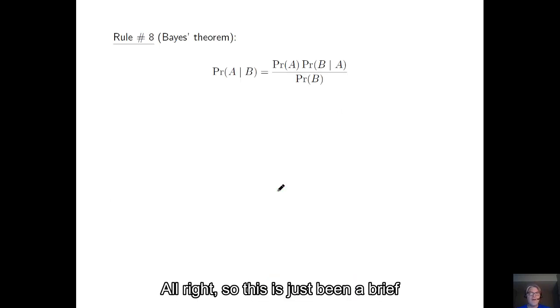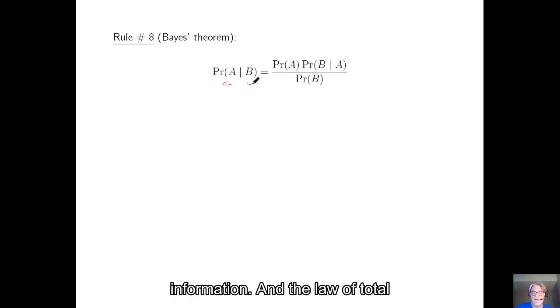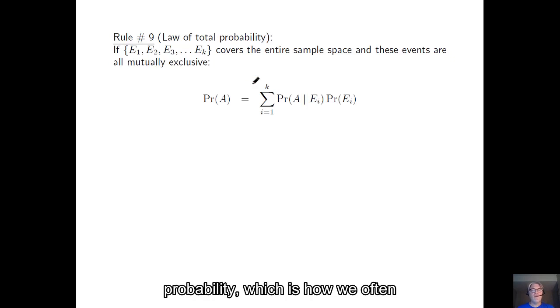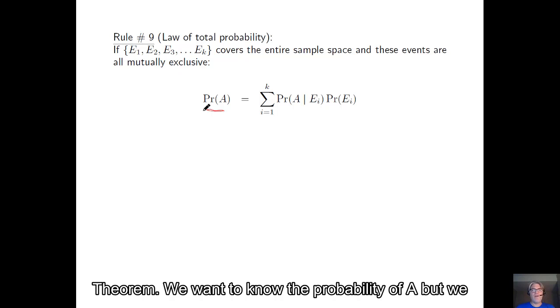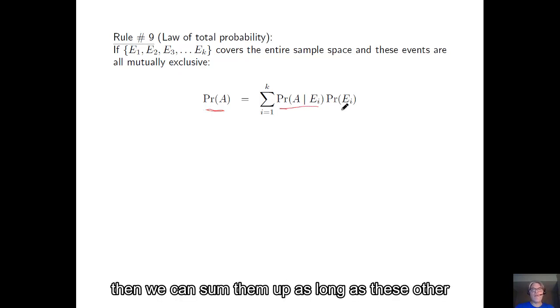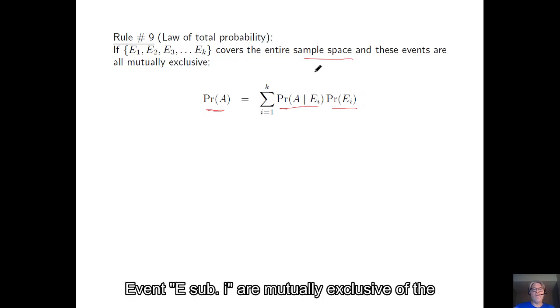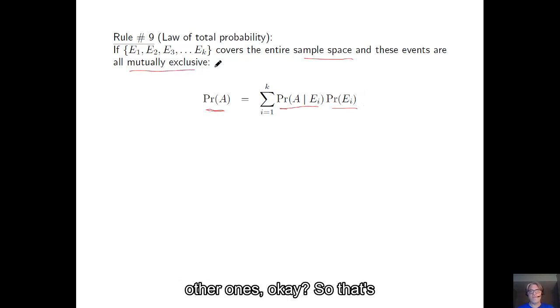All right, so this has just been a brief video going over these last two rules of probability on our probability sheet. Bayes' theorem, how to calculate a conditional probability of an event given some other information, and the law of total probability, which is how we often calculate the denominator of Bayes' theorem. We want to know the probability of A, but we just have a bunch of statements about the conditional probability of A. And then we can sum them up as long as these other events cover the entire sample space, and each of these events, E sub i, are mutually exclusive of the other ones. Okay, so that's the last of the probability rules.